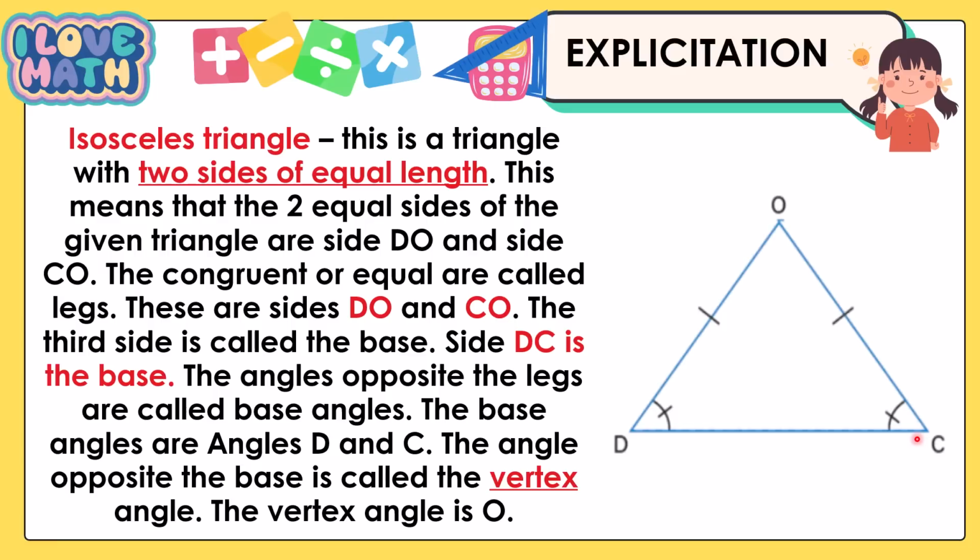The angles opposite the legs are called base angles. The base angles are angles D and C. The angle opposite the base is called the vertex angle. The vertex angle is O.